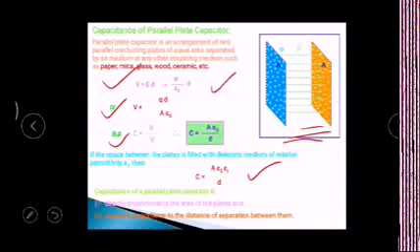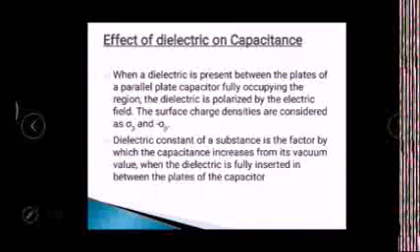where epsilon R is the relative permittivity of the medium placed between the plates, and since epsilon R is greater than 1, C is more than C0, so the capacitance in the presence of a medium is more than the capacitance in the presence of vacuum. So this formula suggests that capacitance can be increased by increasing the plate area, by decreasing the distance between the plates, and by placing a medium between the plates.